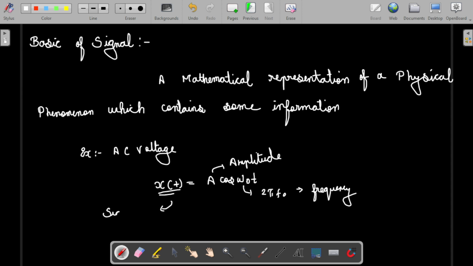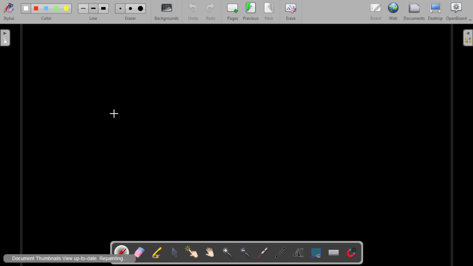It is a mathematical representation of a physical phenomenon. The current flowing is a physical phenomenon, and it contains information: frequency, amplitude, and also the time parameter. So we can clearly state that this is also one kind of signal. Generally speaking, any mathematical representation which varies with some phenomenon, we can represent as a signal. So let us take a deeper dive into signals.